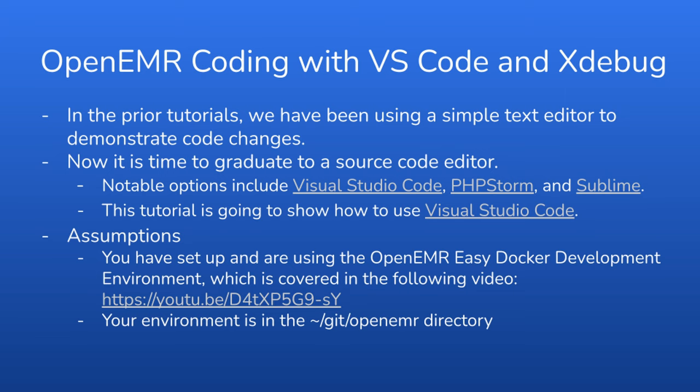In the prior tutorials, we have been using a simple text editor to demonstrate code changes. Now it is time to graduate to a specific source code editor. Notable options include Visual Studio Code, PHP Storm, and Sublime. This tutorial is going to show how to use Visual Studio Code.